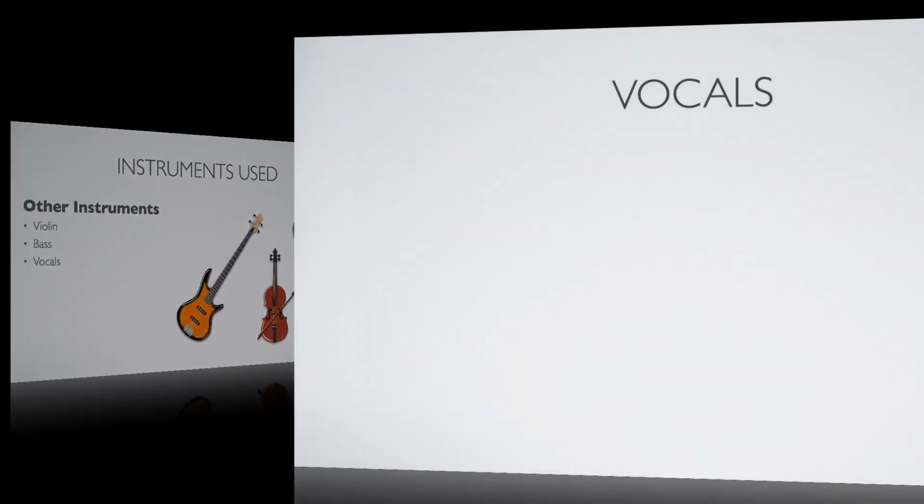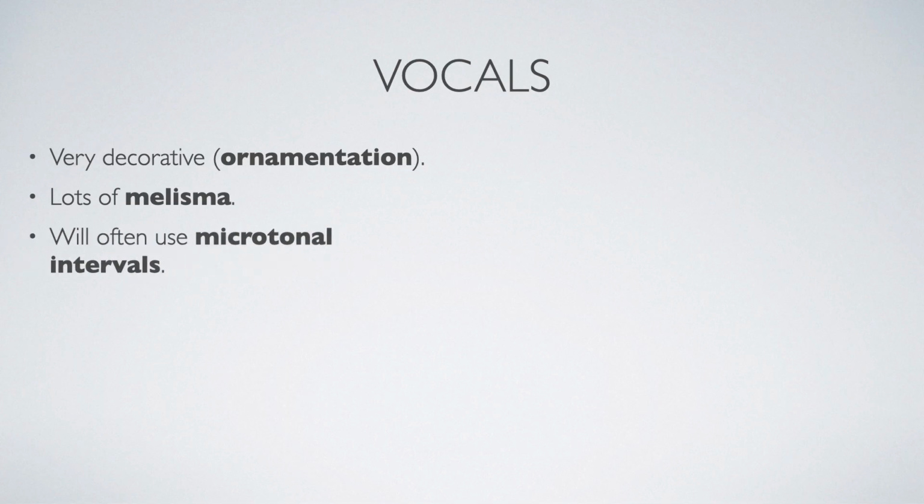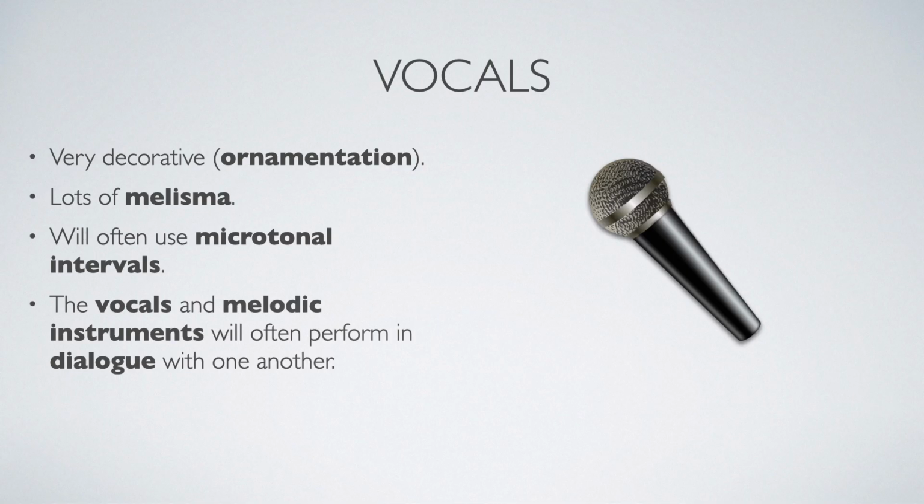So let's quickly talk about some of the features we might hear of the vocals in Greek music. Firstly, just like other styles of music and rhythms of the world, they will be very decorative using ornamentation. They will have lots of melisma, which is where we can stretch a word or a syllable of a word out over multiple notes. The vocals will most likely use microtonal intervals, and the vocals and the melodic instruments such as the bouzouki will often perform in dialogue with one another, meaning the melody can be passed between the instruments and the vocalist.